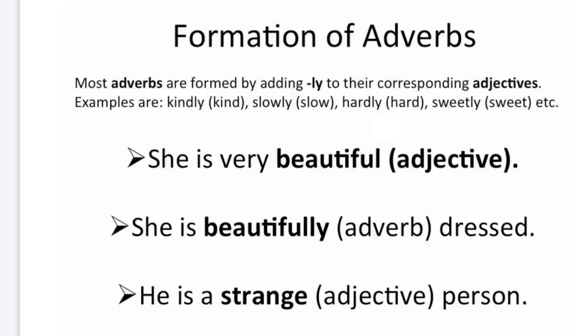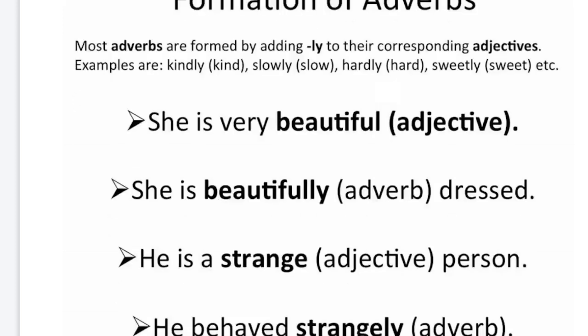For example, she is very beautiful. Now here, beautiful is telling me something about she, and she is a pronoun. So anything that tells me about a noun or pronoun is an adjective. So beautiful becomes an adjective. But if I say she is beautifully dressed, here it is telling me something about dressed. Dressed is a verb, ed. So beautifully becomes an adverb, and in beautifully you have ly at the end. So most of the adverbs are made by adding ly to the adjectives.